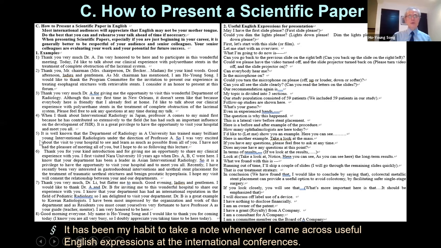So all of these examples are from the meetings. So this is very practical and approved by American friends. So you can use these expressions if you need.